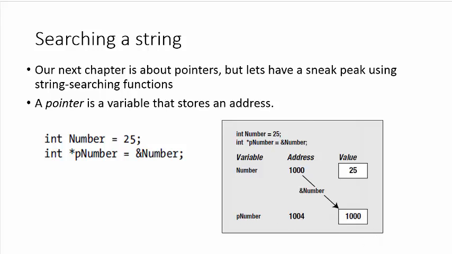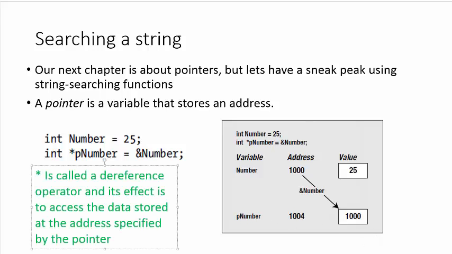Okay, continuing on. Oh, and one other thing, this asterisk right here, which indicates a pointer, is called a dereference operator. There it is, a dereference operator. Its effect is to access the data stored at the address specified by the pointer. So we'll see here in a moment how to use it, especially in light of our string functions.